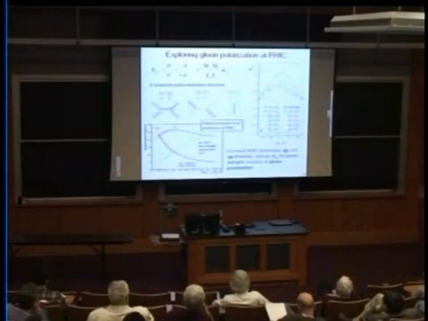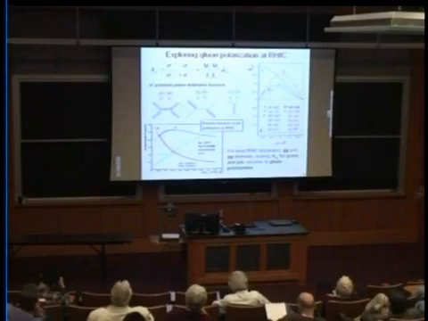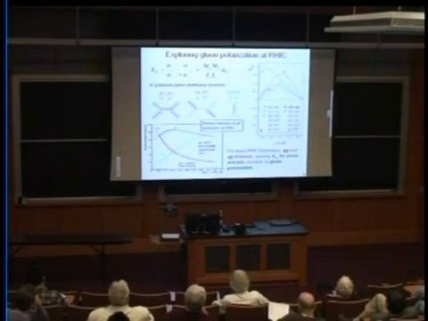But it turns out we can explore gluon polarization extremely well at RHIC. The measured quantity we use to do that is called the longitudinal double spin asymmetry. It's the difference between the cross-section when the helicities of the 2 beams are equal, minus the cross-section when the helicities of the 2 beams are opposite, divided by the sum.